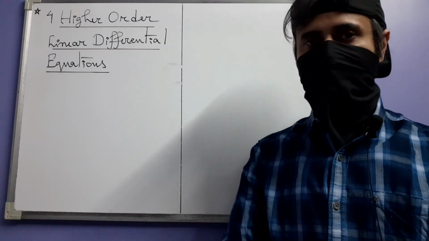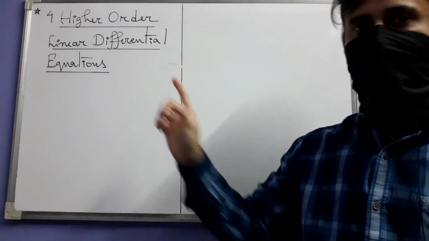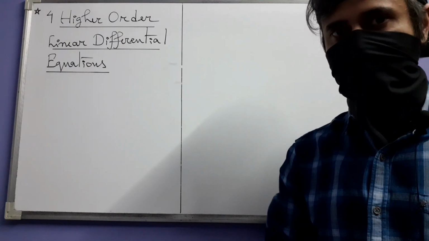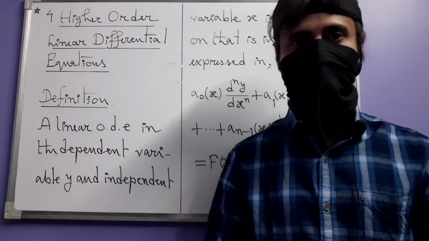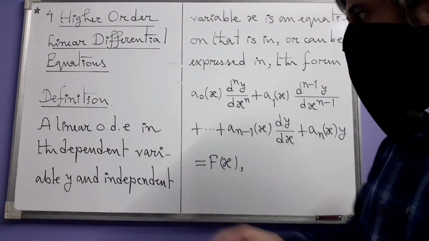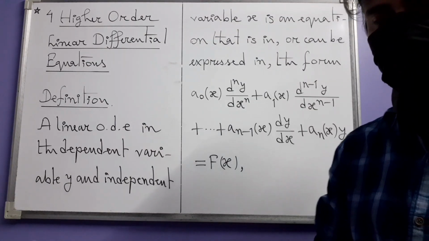After seeing first order linear differential equations, next let us start chapter 4, which is about higher order linear ODEs. Let's start by recalling the definition of a linear ODE. A linear ODE of course means ordinary differential equation.